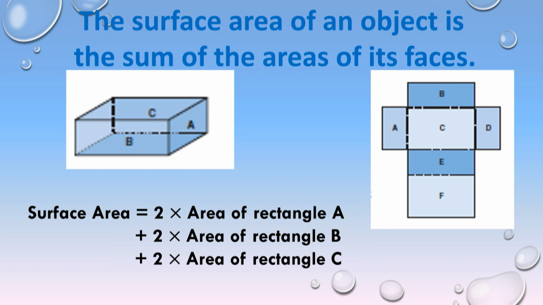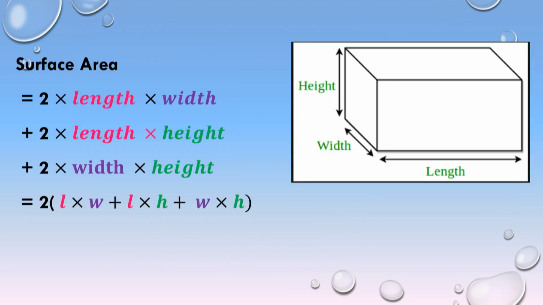So the surface area will be given by 2 times area of rectangle A plus 2 times area of rectangle B plus 2 times area of rectangle C. So the formula will be surface area of cuboid equal to 2 times length times width plus 2 times length times height plus 2 times width times height. Finally, we are going to get 2 into length times width, that is L times W, plus length times height, that is L times H, plus width times height, that is W times H.